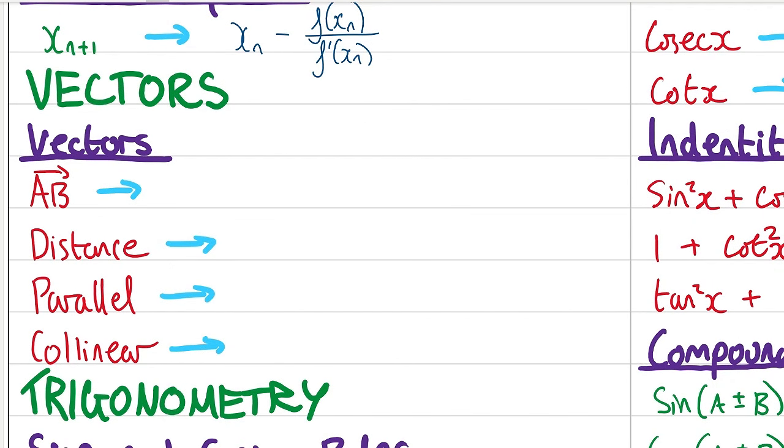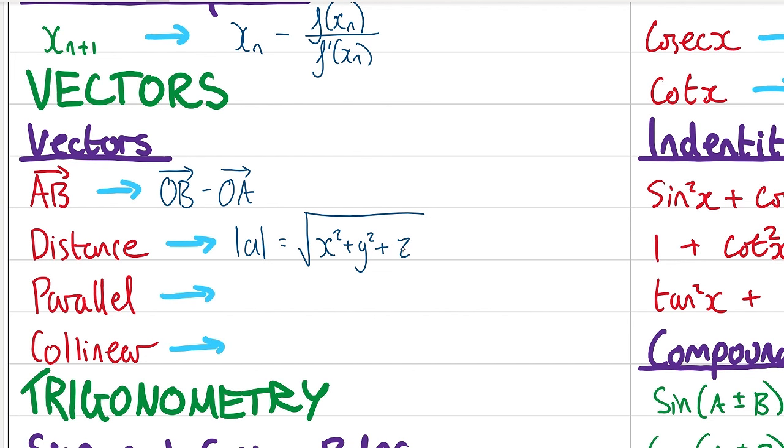Vectors. This one's really important, the fundamental one. If I want to go from a to b, it's the same as going from o to b minus o to a. The distance of a vector, or the magnitude, is equal to us squaring each of the components, adding them together, then square rooting.